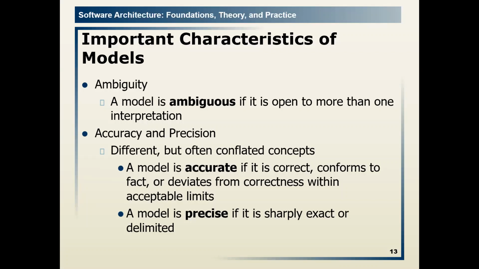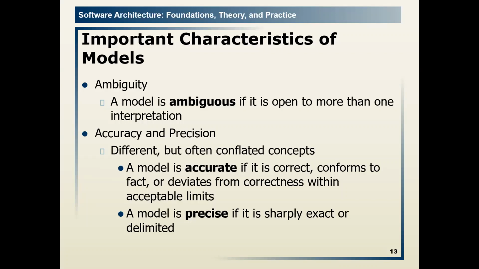So what is accuracy? Accuracy means you have less errors. Even though accuracy and precision have similar meanings, they are actually different. So accuracy means if something is accurate, that means it is correct and it conforms to fact, right? It is the reality, or deviates from correctness within acceptable limits. So if there are errors, the errors are very minimal. They are within a small range.